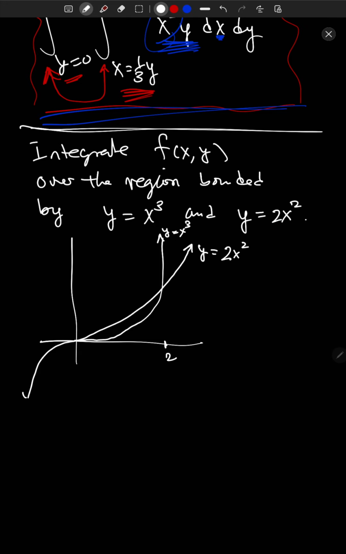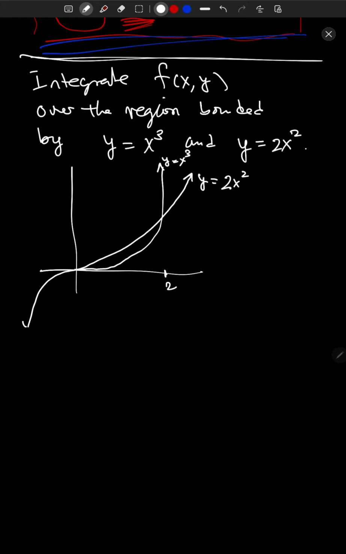All right, so if you plug in 2, you get y equals 8 as your output for y equals x cubed. And when you plug in x equals 2 into y equals 2x squared, you get y equals 2 times 4, which is 8. So that's the intersection point. They also intersect at 0, 0. And so that tells me the region is going to be everything between 0 and 2, kind of this wedge right there. Okay.